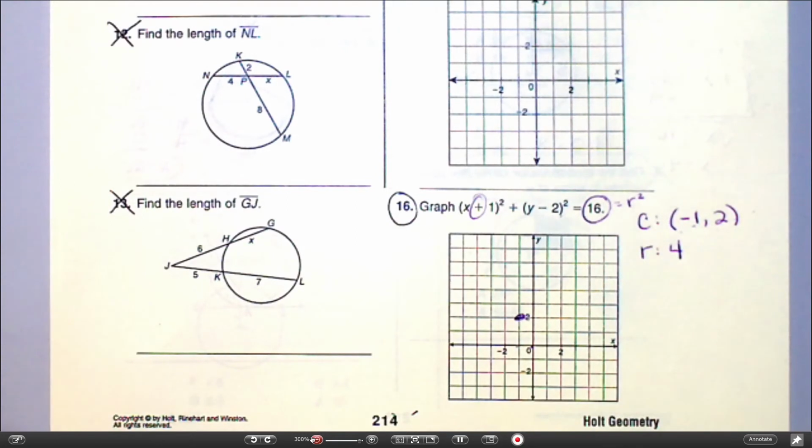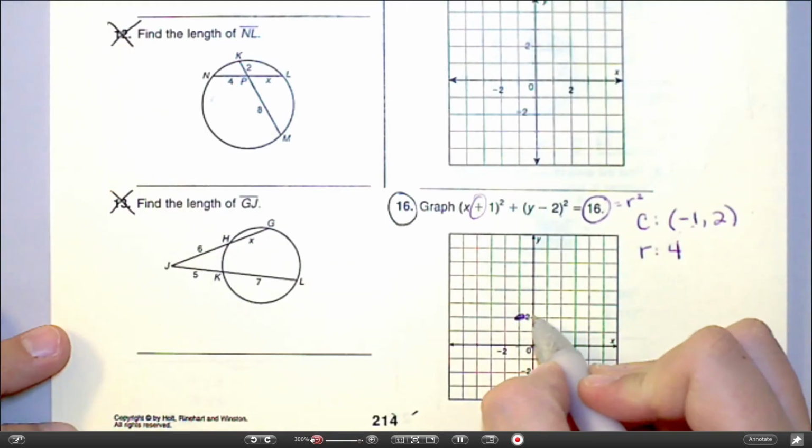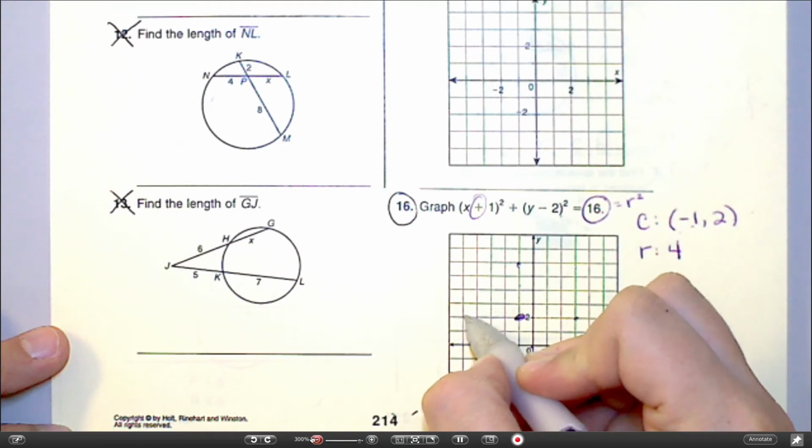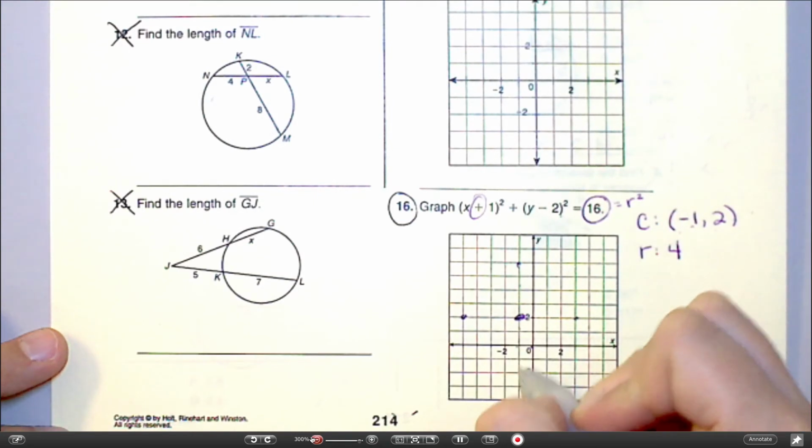And then how do I make a circle from that? Ben? You would go 4 to each side. Yep, 4 on each side. 1, 2, 3, 4, put a dot. Do that in each direction, four times.